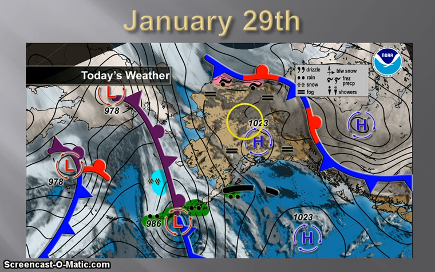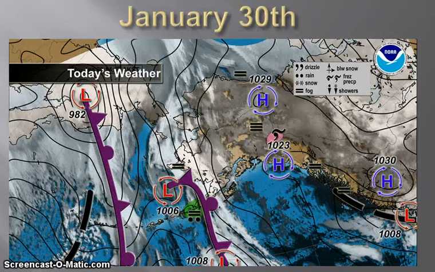Now, as I stated before, we have the high concentration of the high pressure systems in the right side of the image, and we have the high concentration of the low pressure systems in the left side of the image. And as you can see, they've moved a little bit, but not too much. This is the weather map for January 30th.